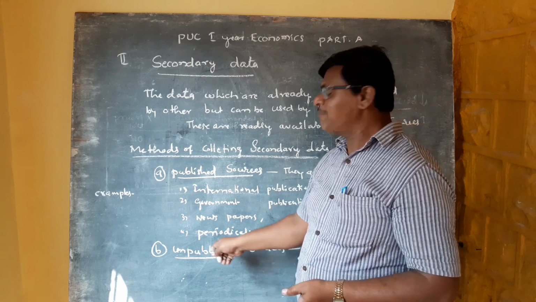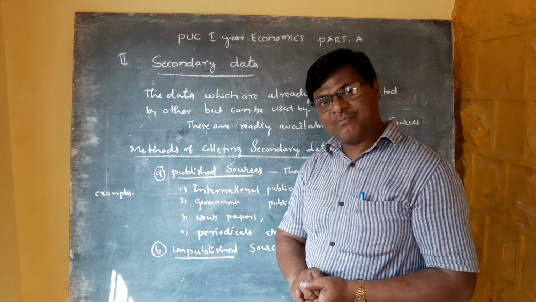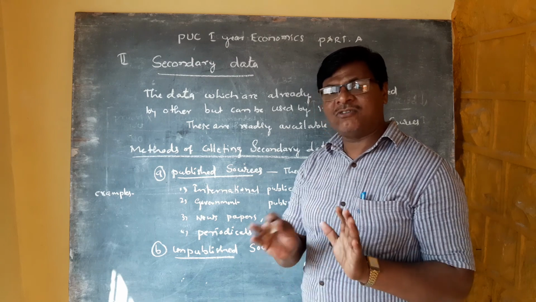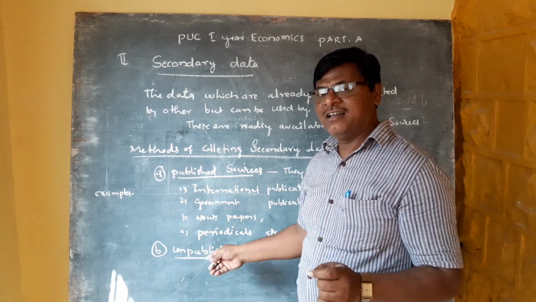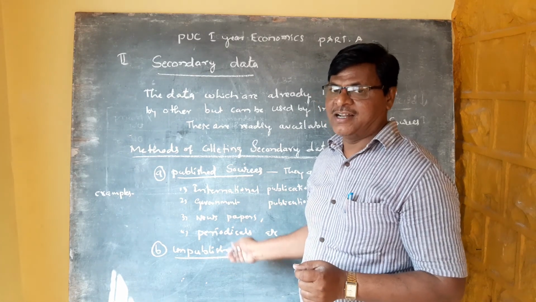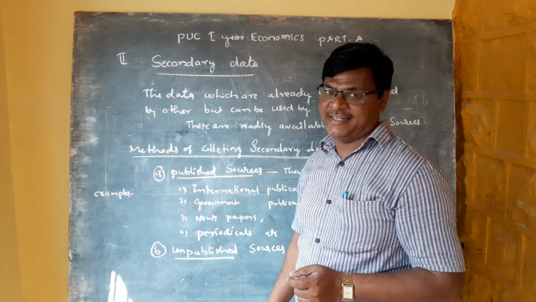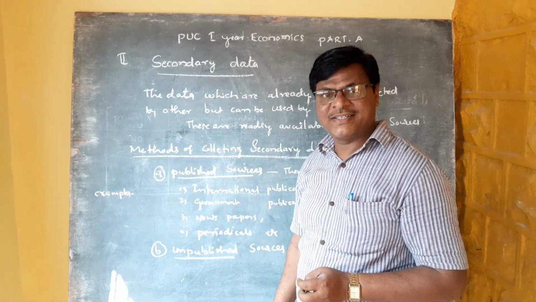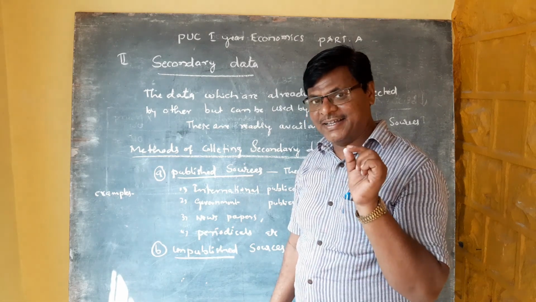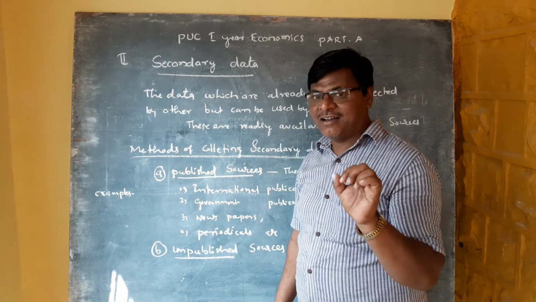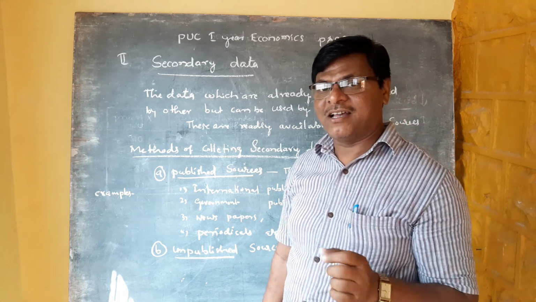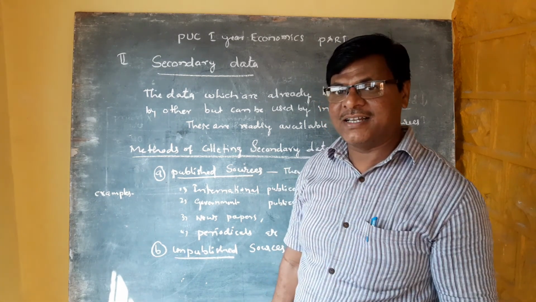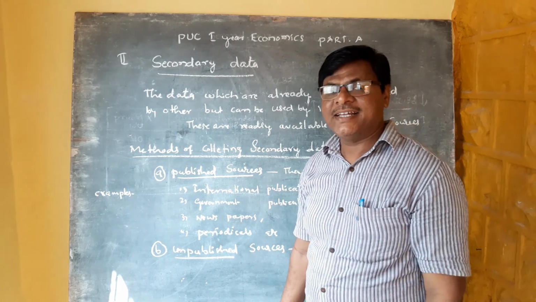And now the unpublished sources. Unpublished sources means it is not open for circulation. It is called unpublished sources. It is secondary data. What do you mean by secondary data? The secondary data which are already collected by others but can be used by the investigator is called the secondary data.